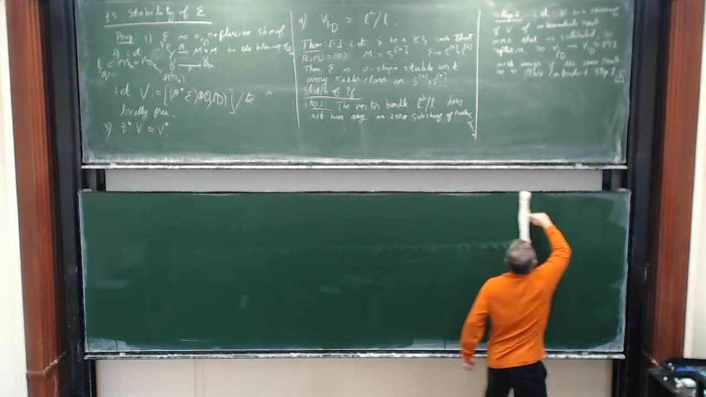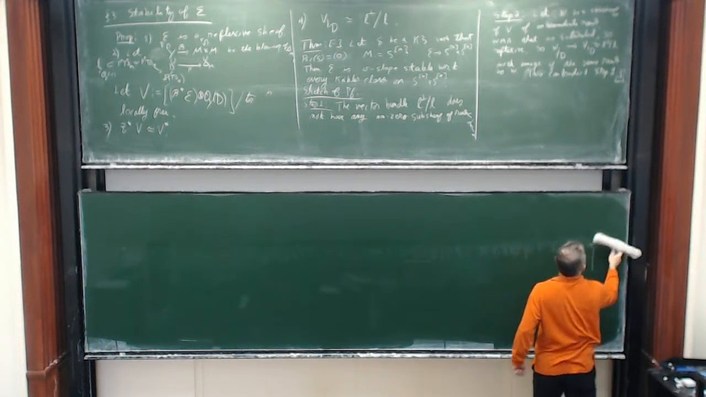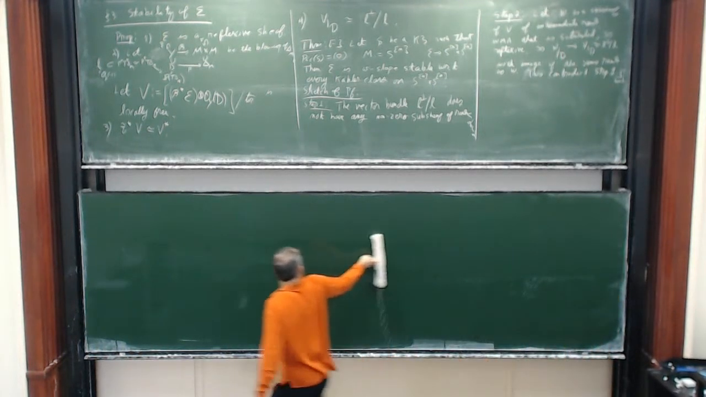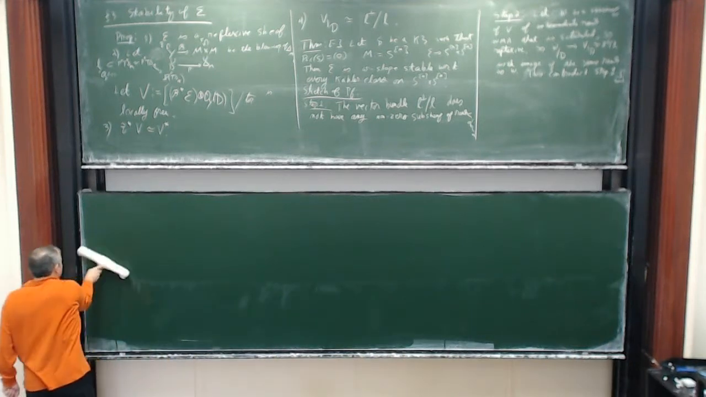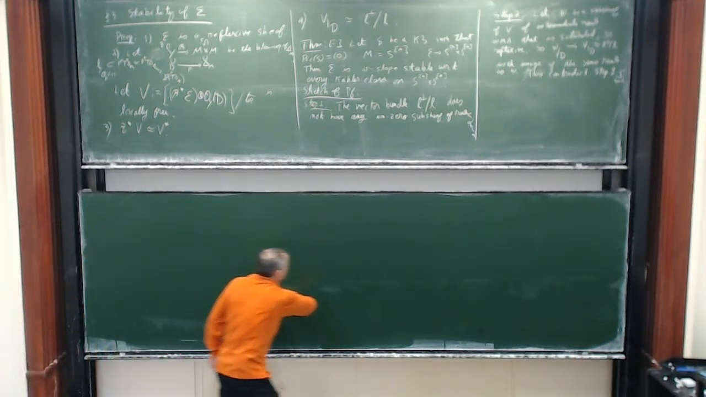So when the moduli space M has maximally twisted universal sheaf, E is automatically stable. That's another way. That's the original way.